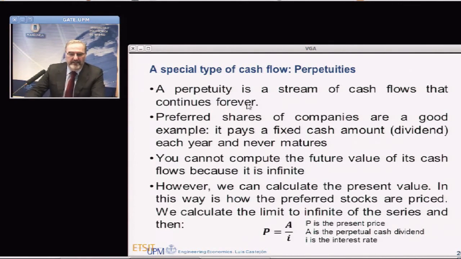The problem with this special type of cash flow is that with perpetuities you cannot compute the future value, because it is infinite, from k equal to 1 to infinity. However, we can calculate the present value. This is how preferred stock is priced. So we calculate the limit to infinity of the series, and then the present value of a perpetuity is equal to the periodic payment you are offered divided by the interest rate.